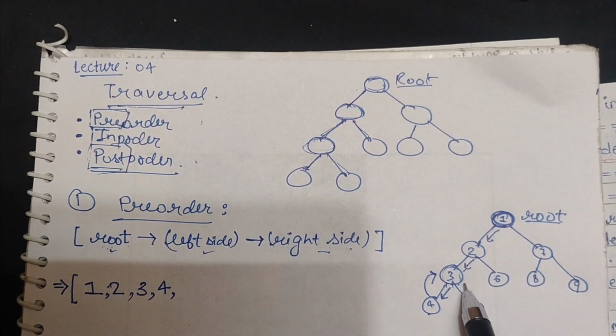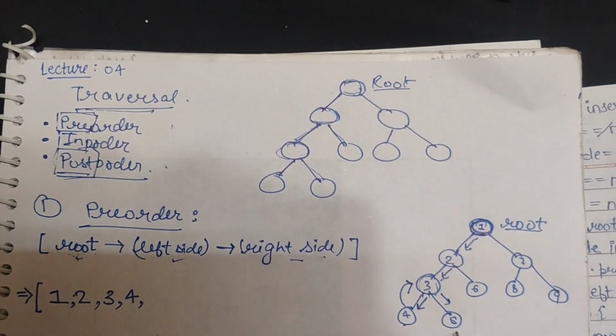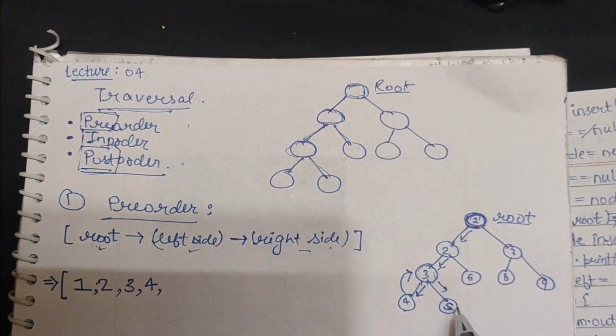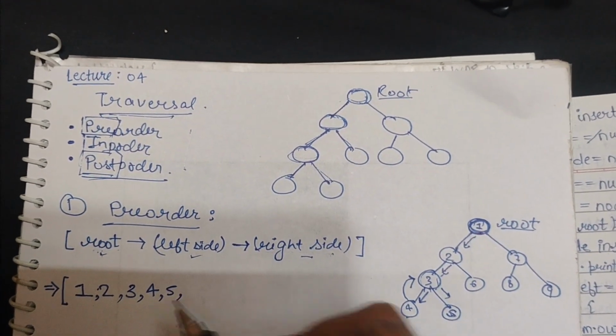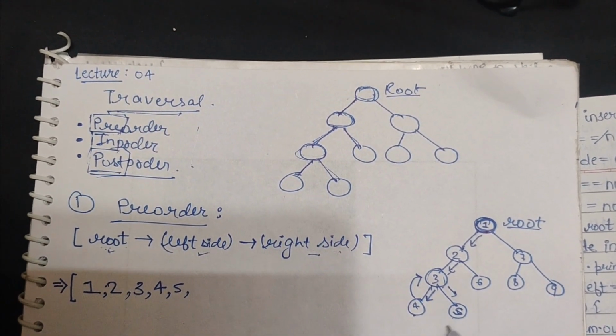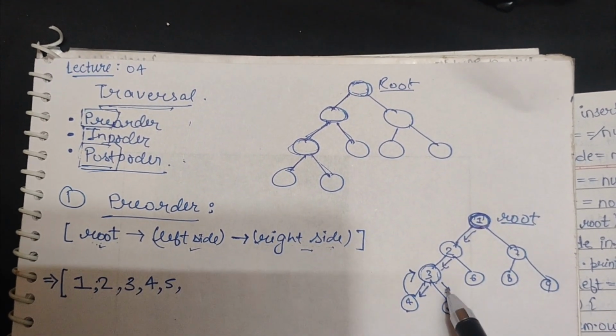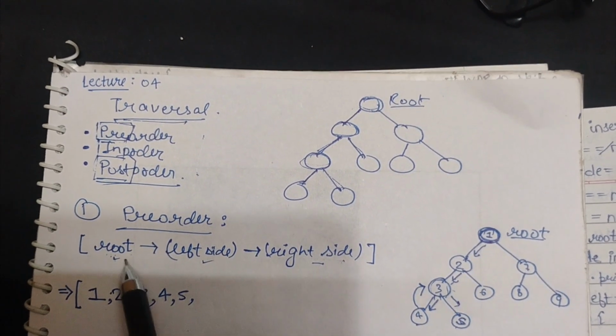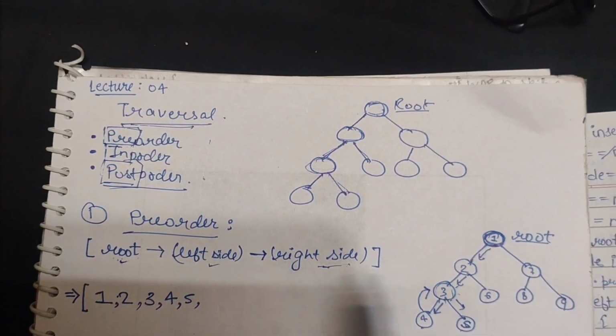So now it will come to, what number is it? It's 5, sorry, it's 5. So now it will visit 5. I'll print 5 here. Now 5, does it have a left or right? No, it does not. It will return back to 3, and 3 has completed all these.